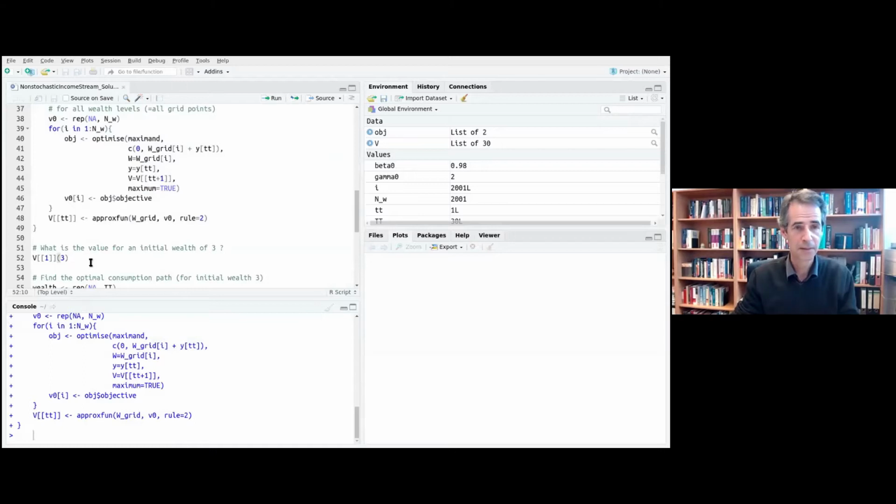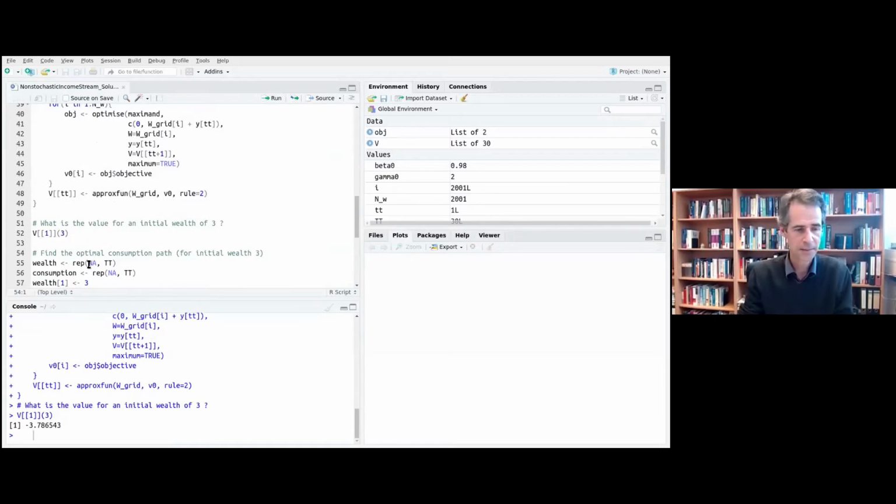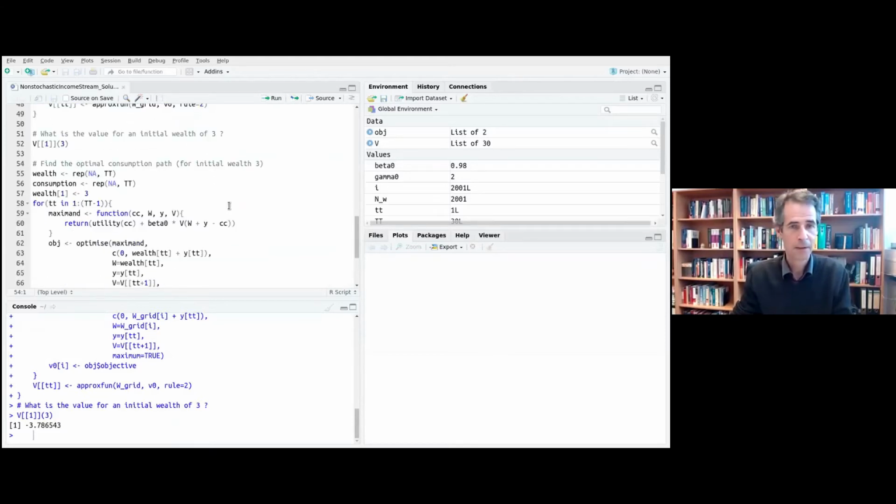So you can see that even this non-stochastic problem takes a little while. And if you want to evaluate the value function for the initial period, for an initial wealth of 3, what you get is minus 3.8 roughly. So don't be surprised, the value can be negative here. And now the next question is, and I think not all groups did that. So let me briefly sketch how one could do that.